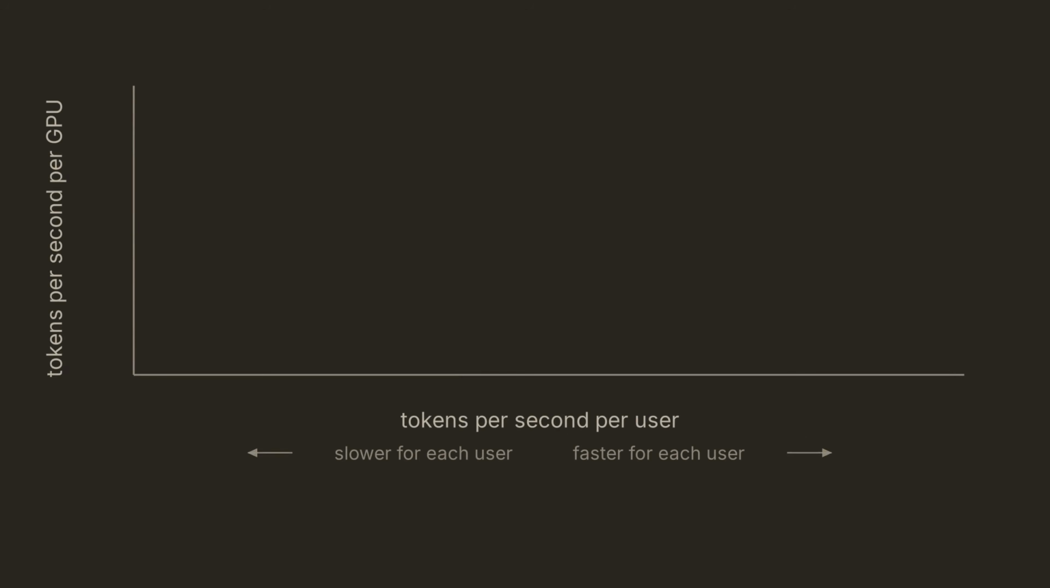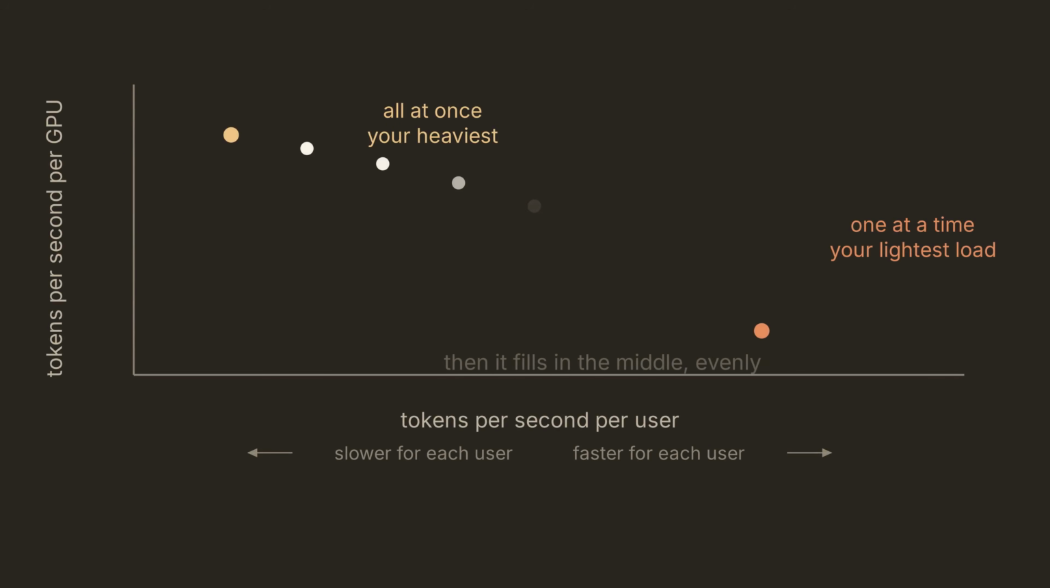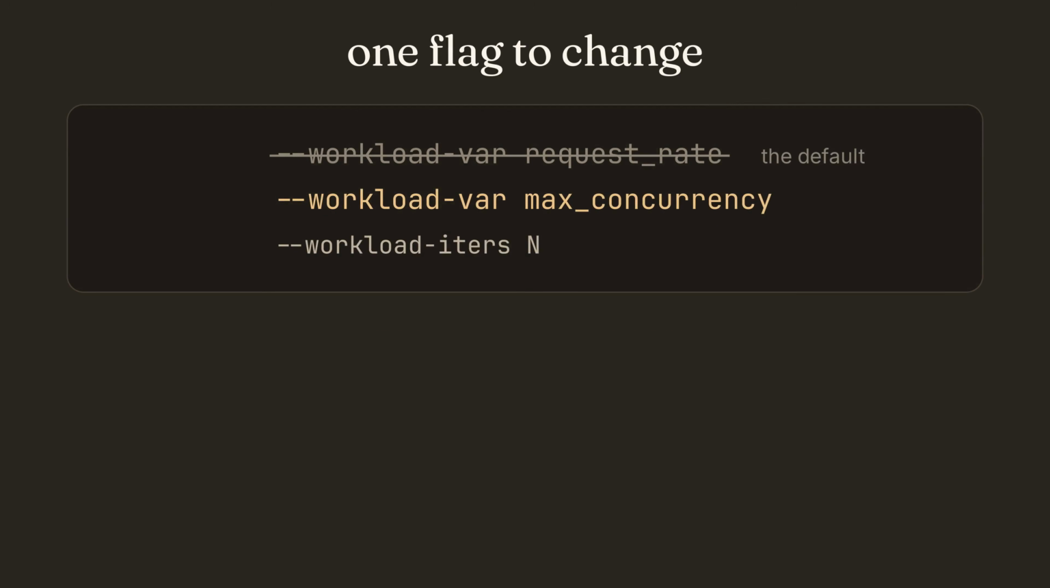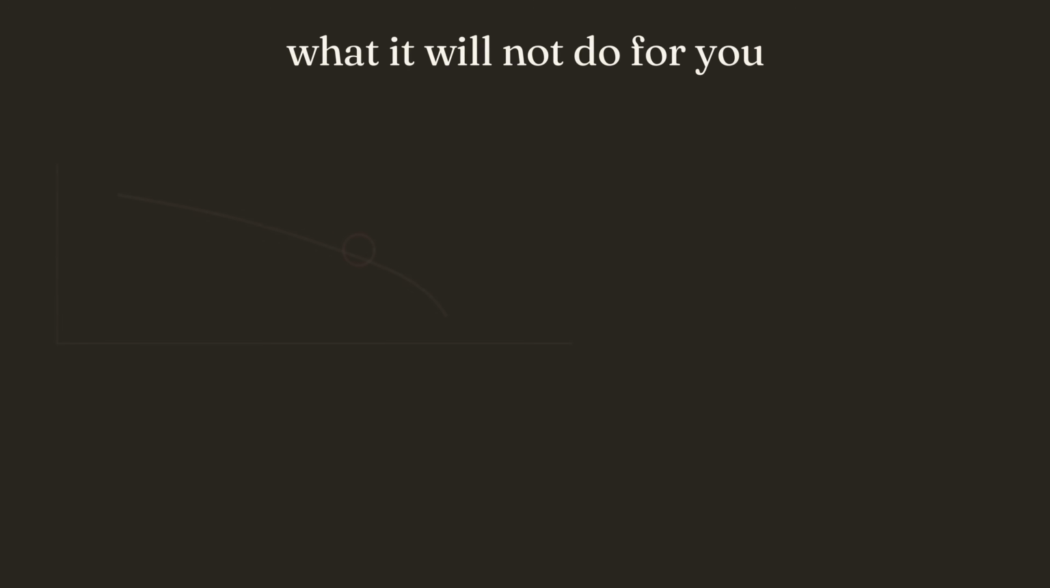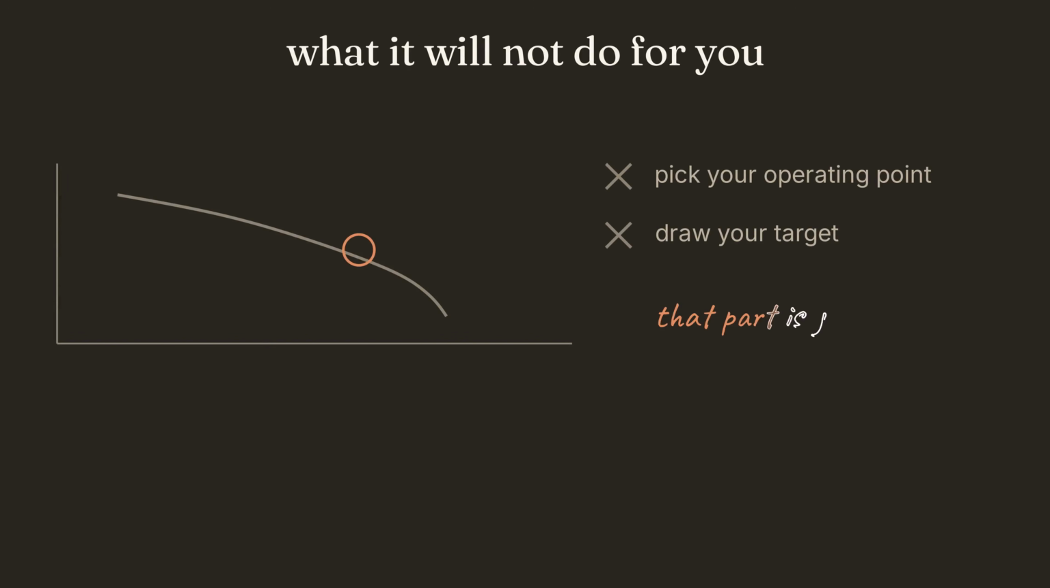It sends your requests one at a time first to get your lightest load, then all at once for your heaviest, then it fills in the middle evenly, and you can tell it how many points you want. One flag to change though, and it's on screen. It varies the request rate by default, but what you really want is varying concurrency instead, because vLLM's own docs say that's more reliable. Then it plots the trade-off for you. One honest thing though, does it pick your operating point for you? It does not, and it won't draw your target either. So that's the part which you have to decide.